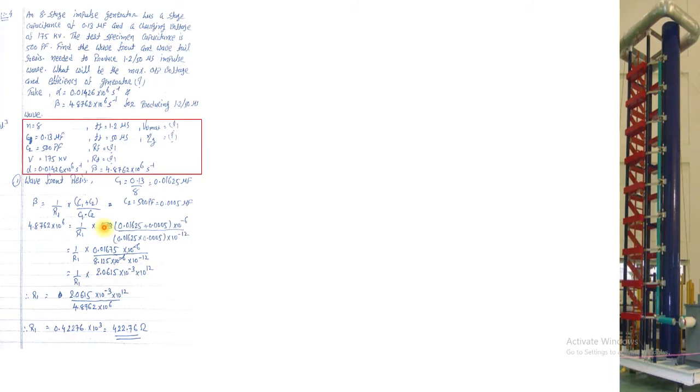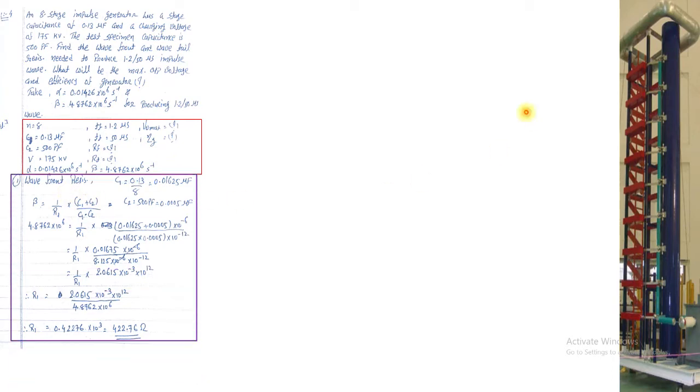So in our data we have number of stages equal to 8, CG as 0.13 microfarad, C2 is 500 picofarad, charging voltage 175 kilovolt, wavefront time 1.2 microsecond, tail time 50 microsecond. RF we need to calculate and RT we need to calculate. We also need to determine the maximum output voltage and the efficiency of the generator. So alpha and beta values we have.